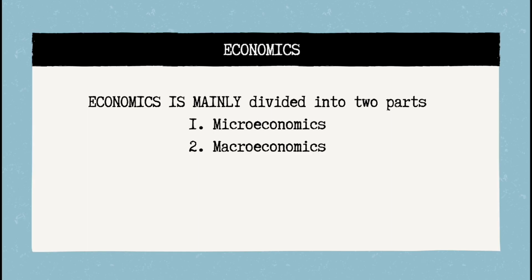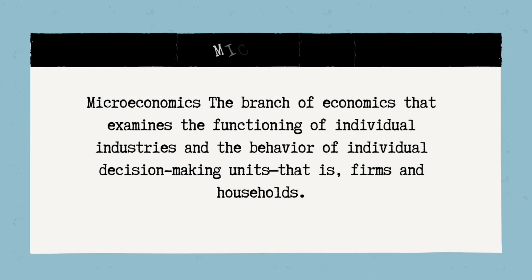Economics is mainly divided into two parts, microeconomics and macroeconomics. First, let's understand what microeconomics is. It is the branch of economics that examines the functioning of individual industries and the behavior of individual decision-making units, that is, firms and households. It is like zooming in on the details.